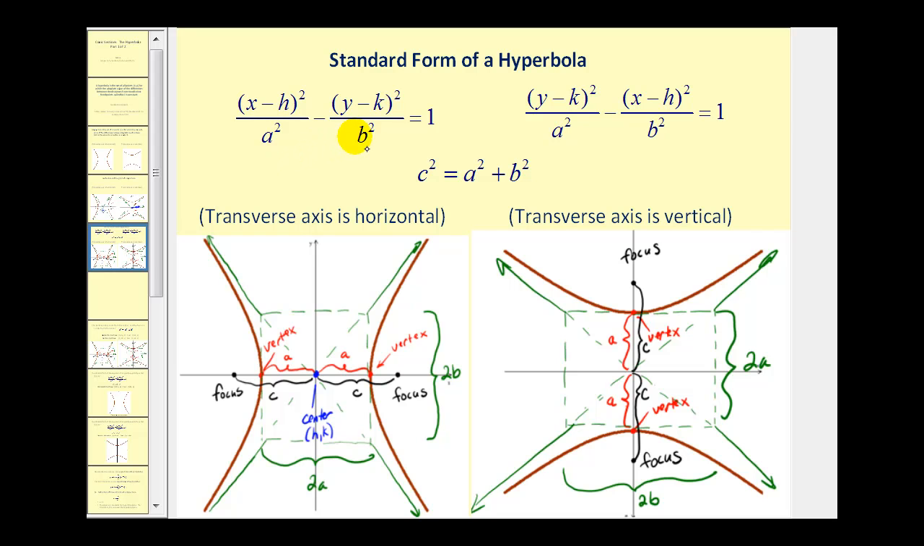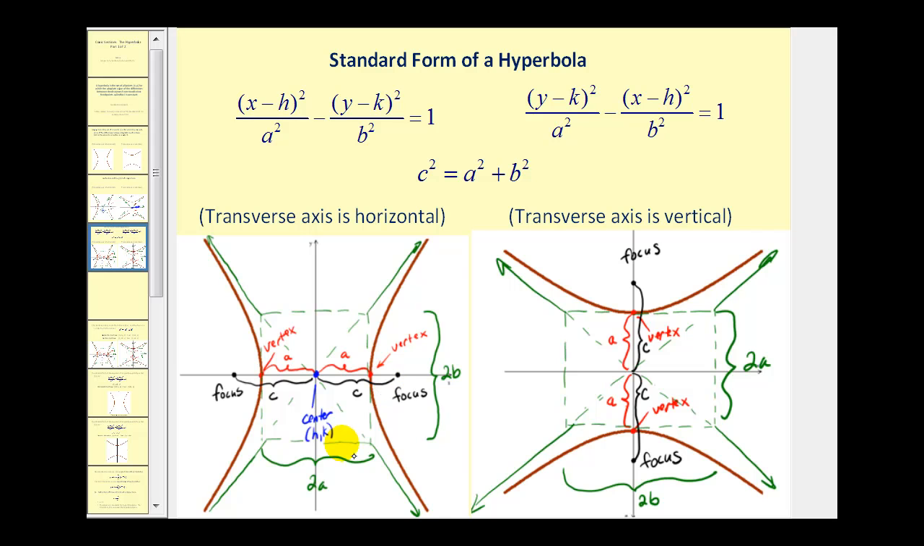Once we identify a squared and b squared, we can find c squared by using the equation c squared equals a squared plus b squared, because now c will be the longest length. Once we find a, b, and c, we start by locating the center, which has the coordinates (h, k), and if we have a horizontal transverse axis, we'll add and subtract a to the x-coordinate to find the coordinates of the vertices, and we'll add and subtract c to the x-coordinate of the center to determine the coordinates of the foci.